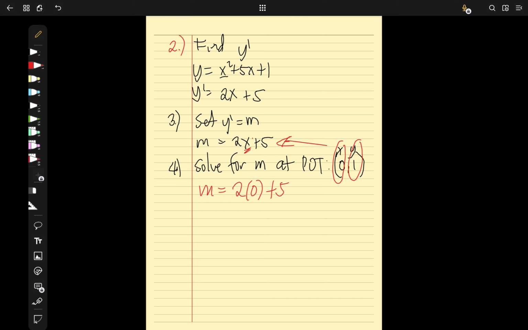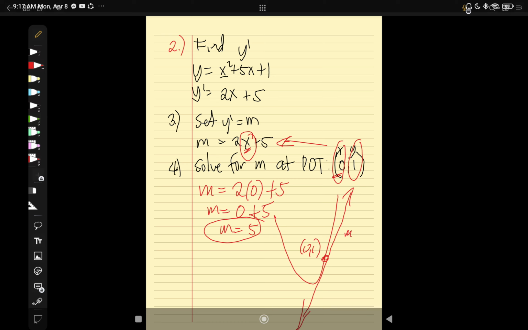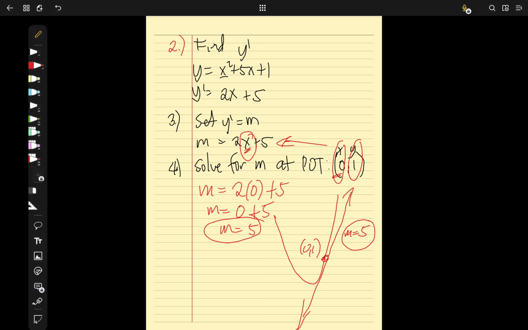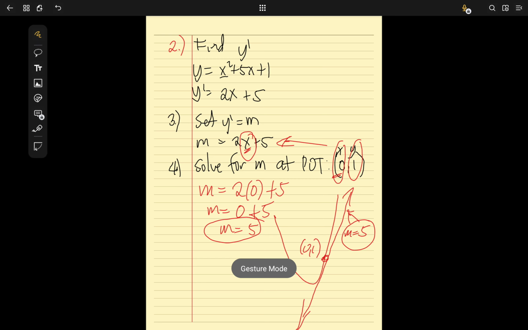So, we only have our x, and this will become 0. So, m is equal to 2 times 0, 0 plus 5. So, 0 plus 5, m is equal to 5. So, the slope of the tangent line, okay? If this is y is equal to x squared plus 5x plus 1, and this is 0, 1, the slope of this tangent line is 5. Yung slope niya. Okay? So, another example tayo.